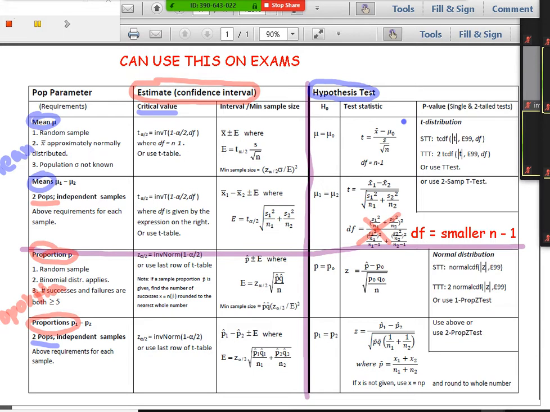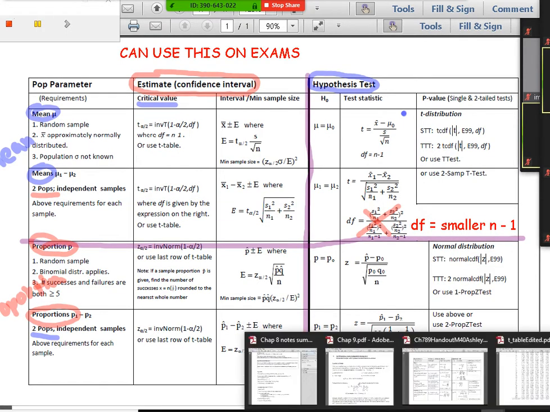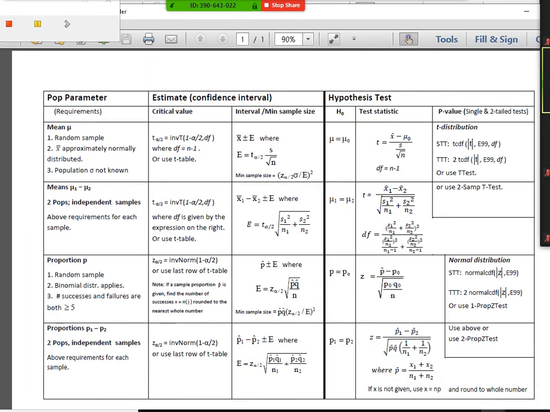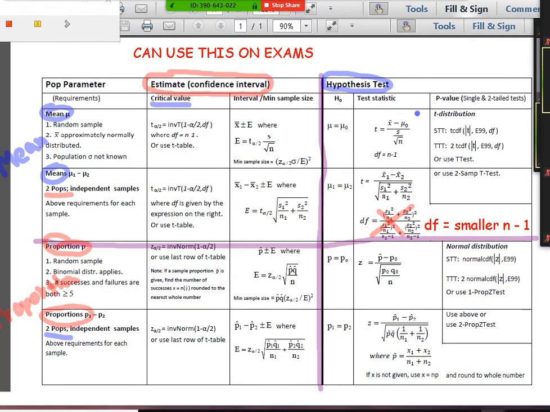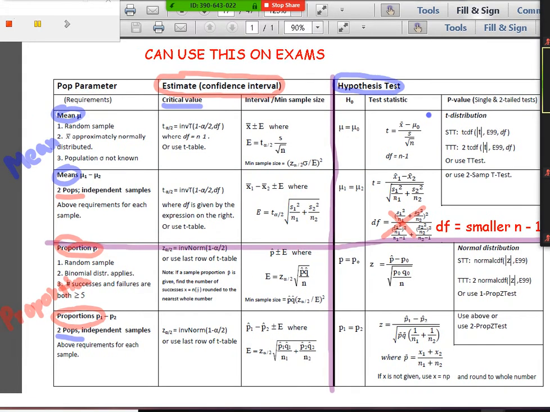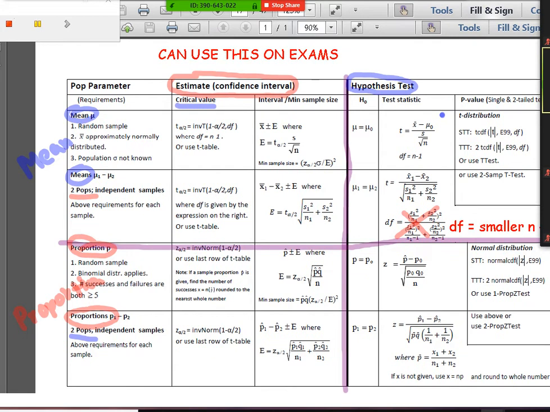So if you picked up the handouts, it's a hard copy yellow sheet, and the beauty of this sheet is that I will actually allow you to use this on your exam. This is one of the most useful handouts people have, because you're allowed to use it on the exam.